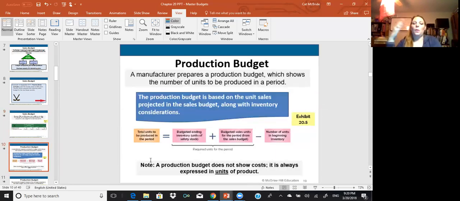I figure out, what do I need to have in ending inventory? What do I want to have left over at the end of the month? Plus what I need to make for this period. That's what's required this period. Minus what do I already have? What do I anticipate having? And that's going to tell me how many units I need to produce. So the first thing that you have to figure out in the production budget is, how many do I have to make?